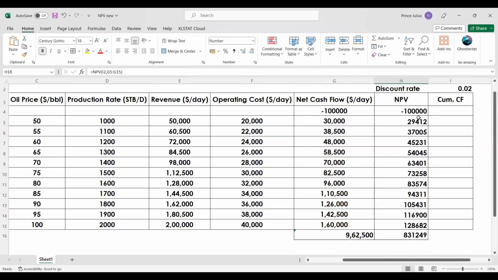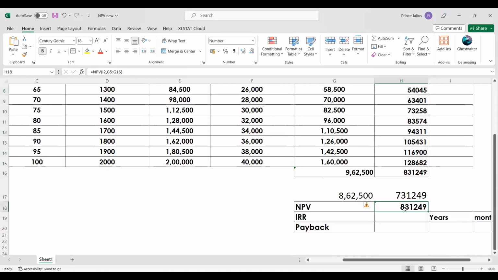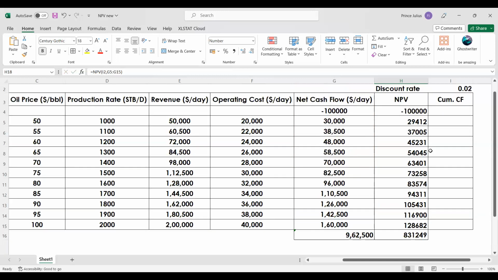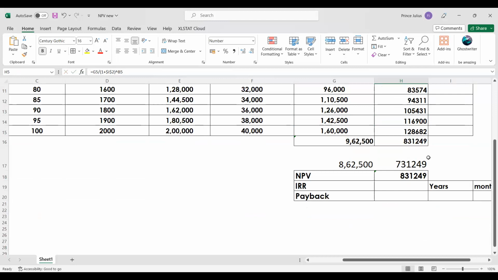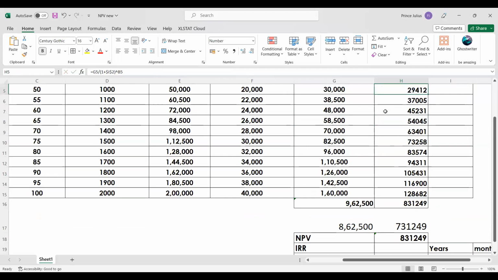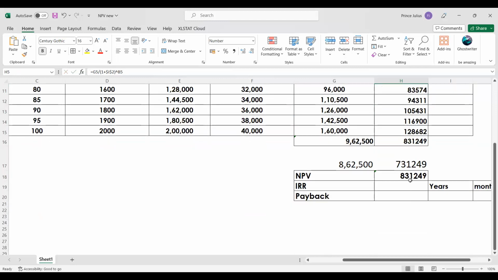Of course, I have done this in the long way as well as in the short way. If you want to estimate in the shorter way, you have to use this formula. This will give you cumulative NPV, but I need individual NPV, so I have estimated all these values for each outcome over here. But if you want cumulative, you can go for this.